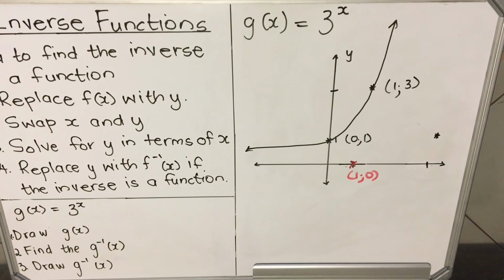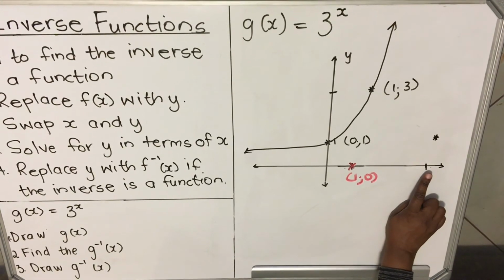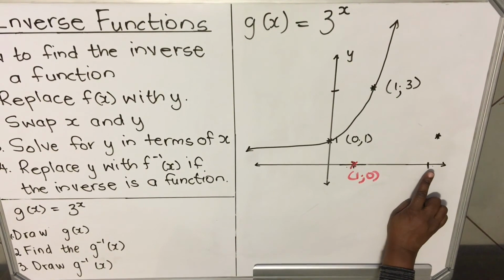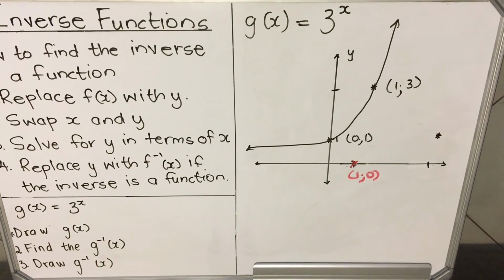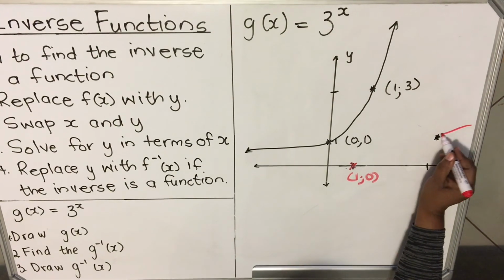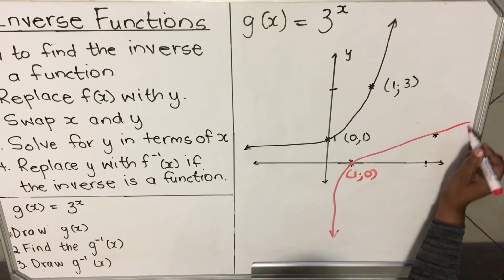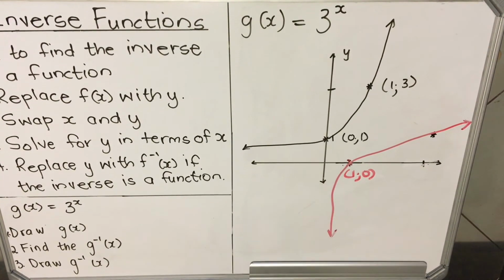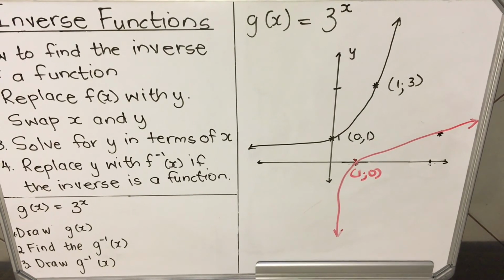Now, another thing that you need to remember: the asymptote was y equals 0. Now the asymptote is x equals 0, which is the y-axis. So your graph will come going like that, go there, go towards this, and don't touch the y-axis. So this is how you draw the inverse.